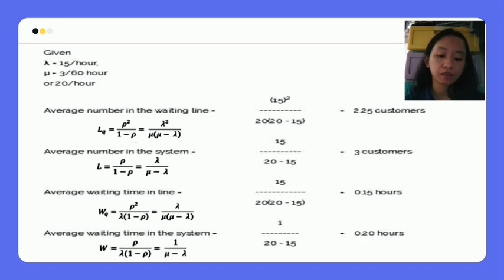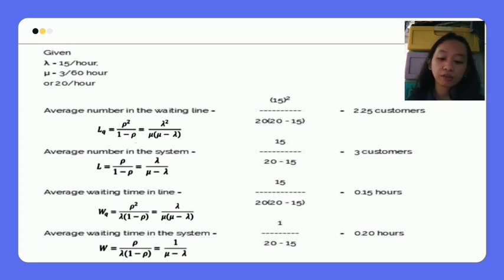Our lambda is 15 and our mu is 20. So 15 squared over 20 times 20 minus 15 is equal to 2.25 customers. Next, to get the average number in the system, the formula is L equals lambda over mu minus lambda. Our lambda is 15 and our mu is 20. 15 over 20 minus 15 is equal to 3 customers. 3 customers are in the system.